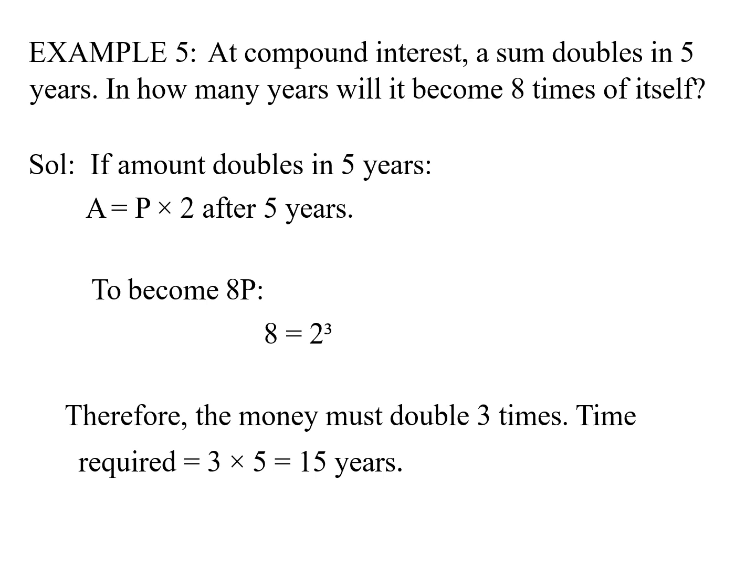We are told the amount doubles in 5 years. So the amount is equal to P into 2 after 5 years. Now we want the amount to become 8 times. We know that 8 is equal to 2 cube. This means the money must double 3 times. If one doubling takes 5 years, then 3 doublings will take 3 into 5, which is equal to 15 years. So finally, it will take 15 years to become 8 times of itself.